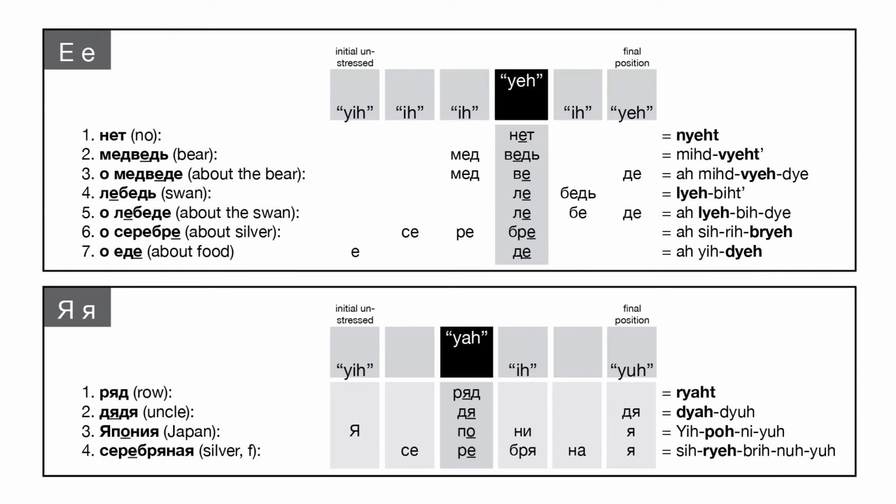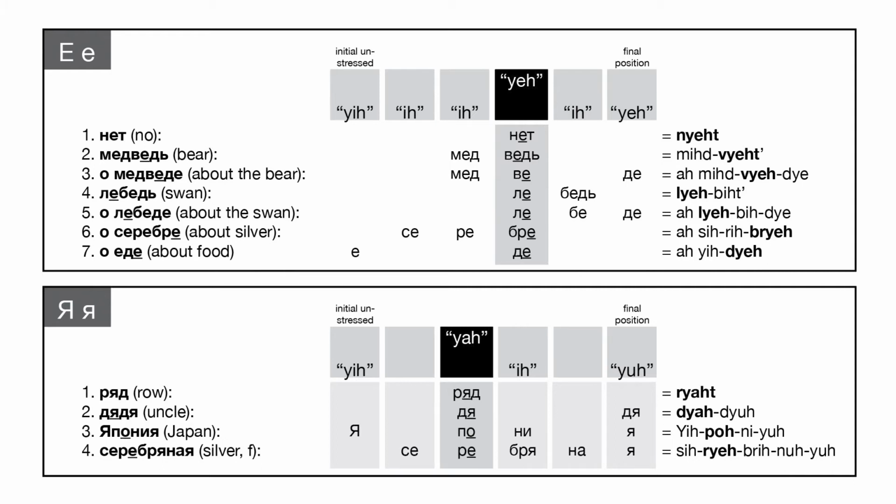Well, let's pronounce it as written. Yaponia, right? But it's not. We actually don't have a ya sound anywhere in that word. We have Yaponia, Yaponia for Japan. Number 4, silver, a feminine adjective. That would be серебряная, серебряная.